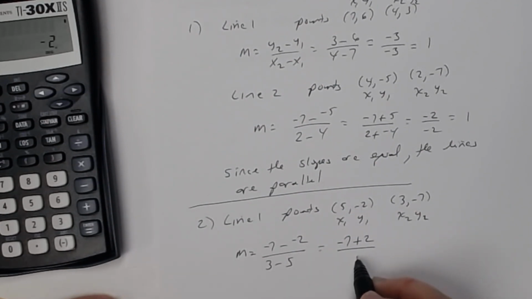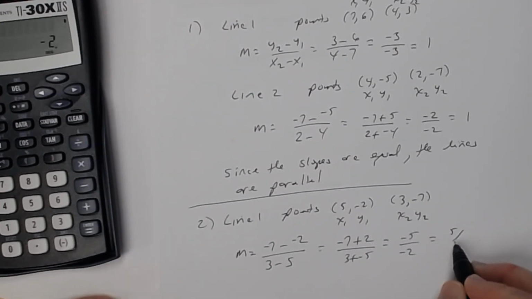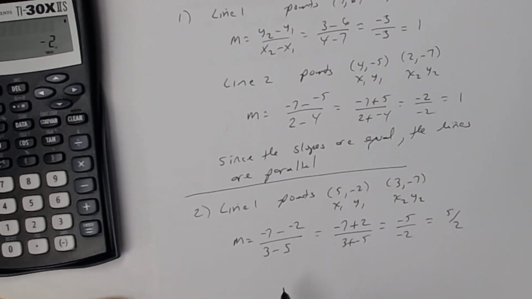3 subtract negative 5 means 3 plus a negative 5. Negative 7 plus 2 is a negative 5. 3 plus a negative 5 is a negative 2. A negative divided by a negative is a positive, so you need to rewrite this as 5/2. Okay? You could use your calculator with that as well.